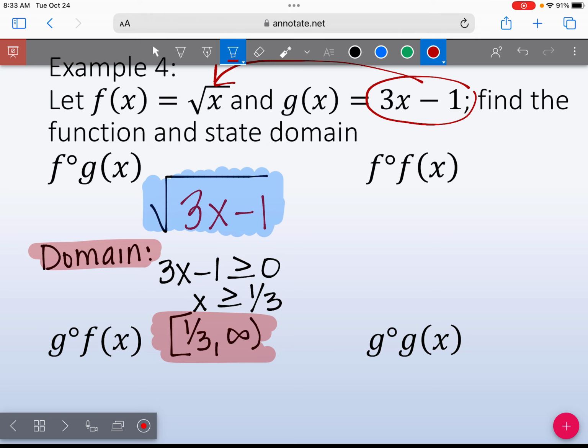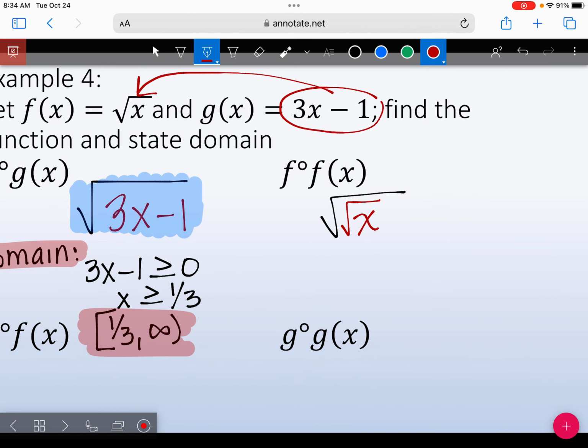All right, let's go ahead and do our second one for our f. For this function here, we're putting our f function inside of itself. So that means I have the square root of something, and then underneath I'm putting another square root of x. So it's like I have a double square root, which looks really ugly. But I would accept this for an answer.